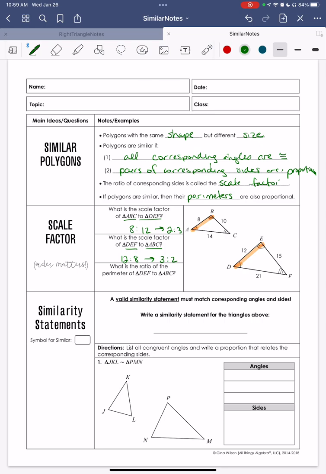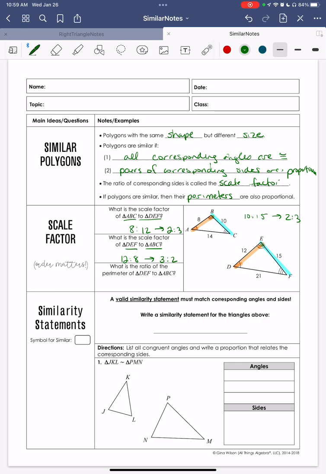Now I could have chosen any pair of corresponding sides and it would have simplified down to the same ratio. So if, for example, I had chosen to compare, let's see, it looks like side BC is corresponding to EF. Notice that 10 to 15 simplifies right down to 2 to 3. So every pair of corresponding sides of your polygons, if they're similar, will simplify down to the same ratio.